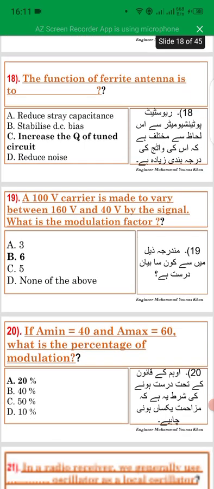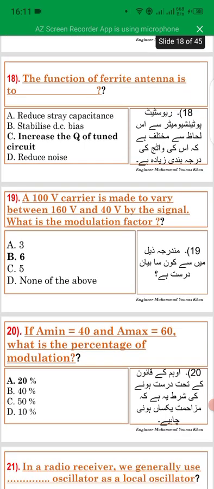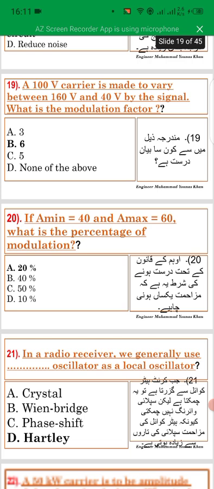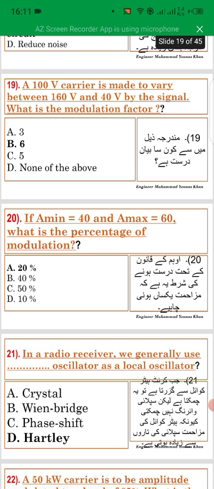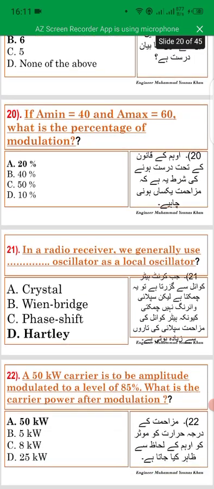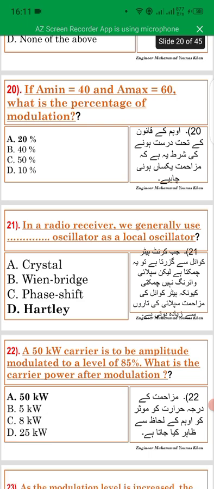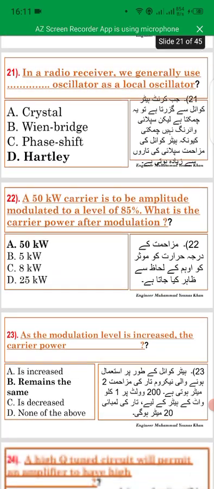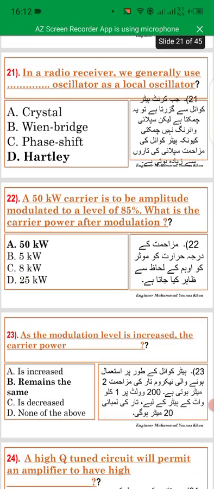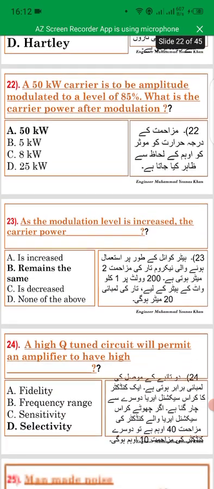The function of a ferrite antenna is to increase the Q of the tuned circuit. A 100 volt carrier is made to vary between 160 volt and 40 volt by the signal. What is the modulation factor? If A minimum is equal to 40 and A maximum is equal to 160, what is the percentage of modulation? 60%. In a radio receiver, we generally use a Hartley oscillator as the local oscillator.